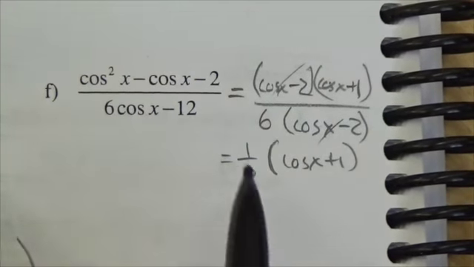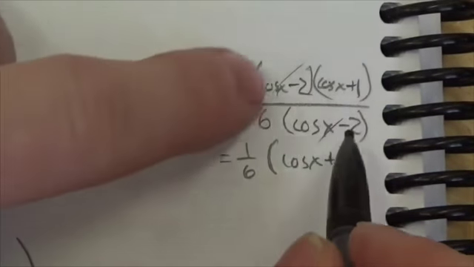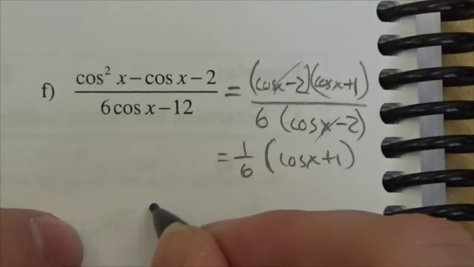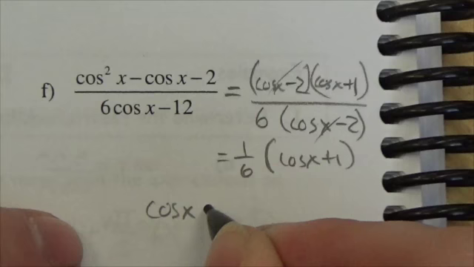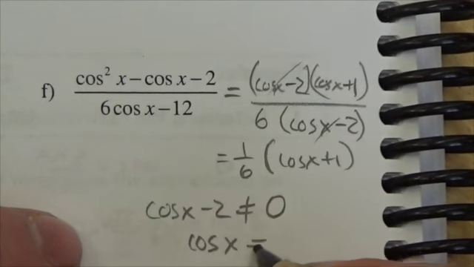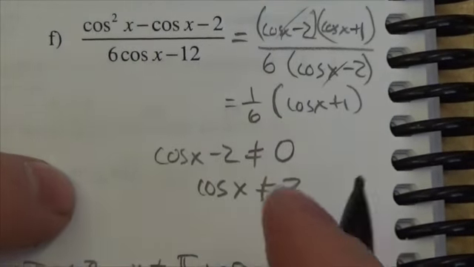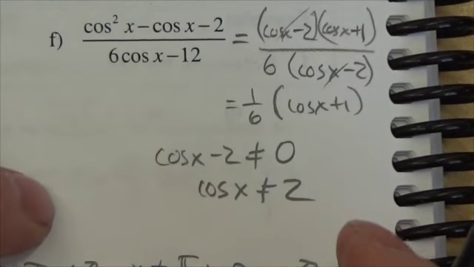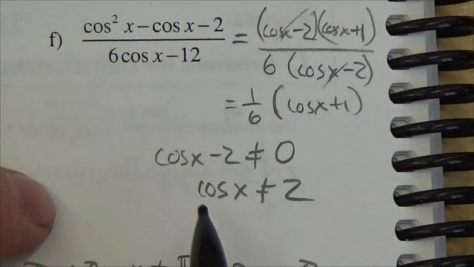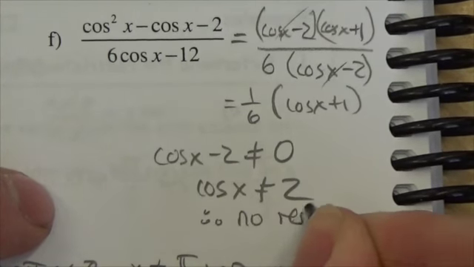Okay, now this is equal to this one right here, except for the fact that I canceled some stuff out here. Because I canceled that out, I have to check this. This means that the cosine of x minus 2 cannot be allowed to equal 0, which means the cosine of x cannot be allowed to equal 2. But wait a minute. Cosine never gets bigger than 1 and never gets less than negative 1. Cosine never does go to 2. So therefore, there's no restrictions here.